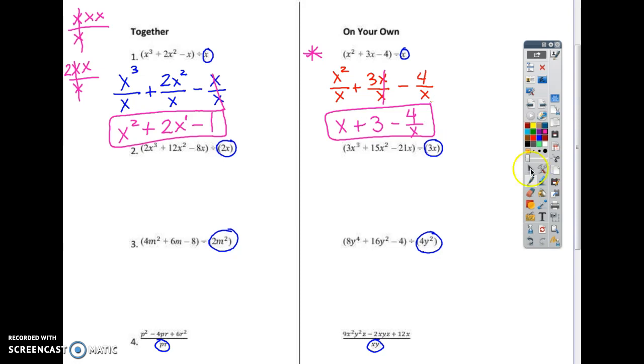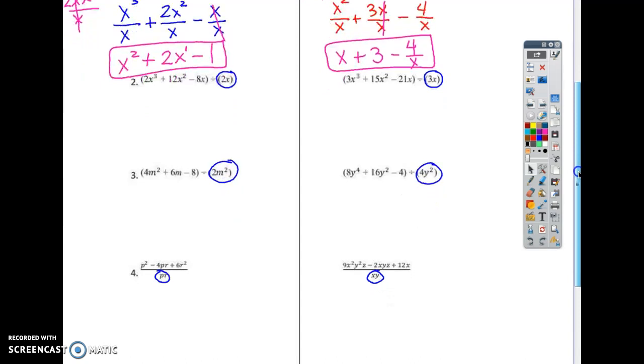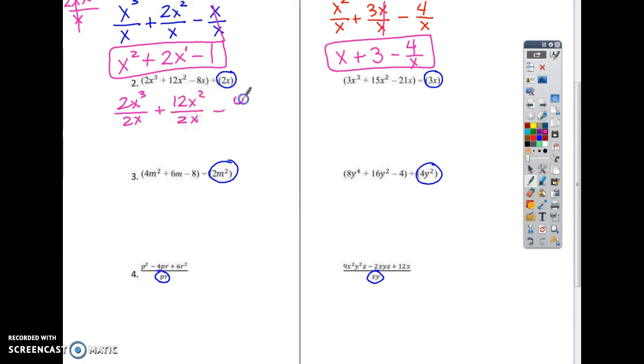Okay? Let's go to the next one. We're going to do the same thing. We're doing 2x cubed over 2x plus 12x squared over 2x minus 8x over 2x. Okay, so now not only are you canceling the x's, you're also dividing the numbers, right?